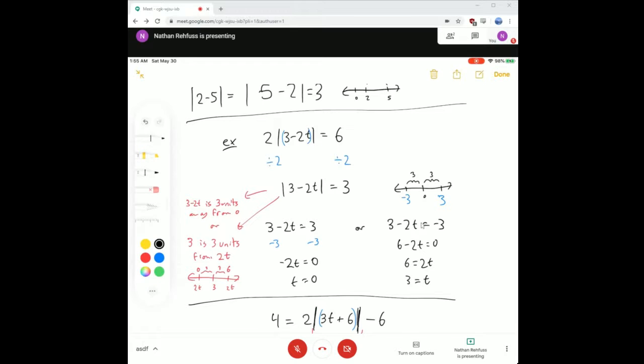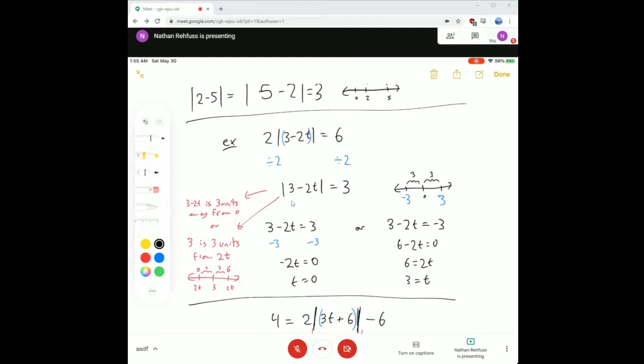Or this whole thing could be negative 3, because that also has a magnitude of 3. So if this whole thing is negative 3, then I can add 3 to each side, add 2t to each side, and then divide both sides by 2, and here I get that t is 3.